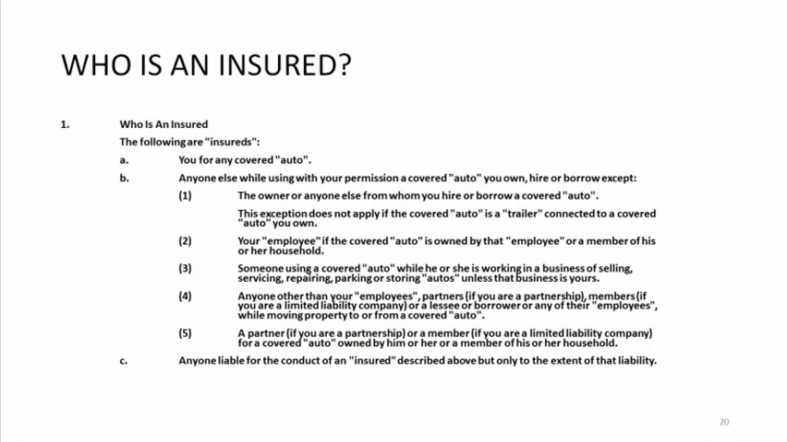Anyone else while using, with your, the business's permission, a covered auto, meaning again symbols, that the business owns, hires, or borrows, except for, again, we take coverage away from five. Now clearly understand, the insured is still covered, the business, but not these five situations. First, the owner or anyone else from whom you hire or borrow a covered auto, the owner itself.